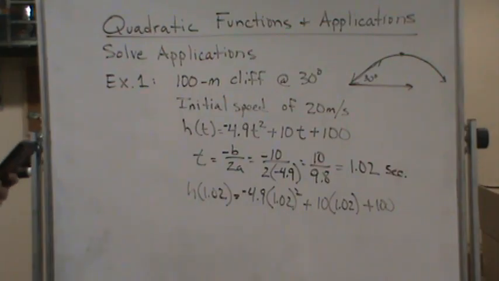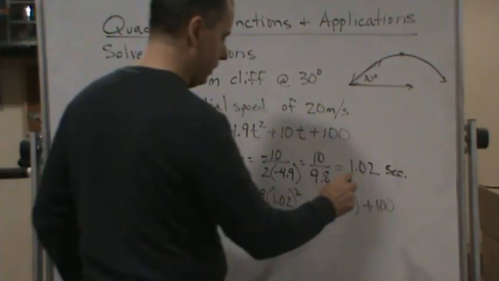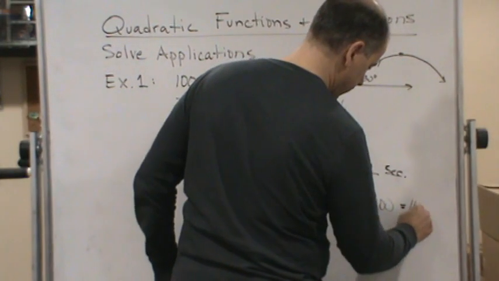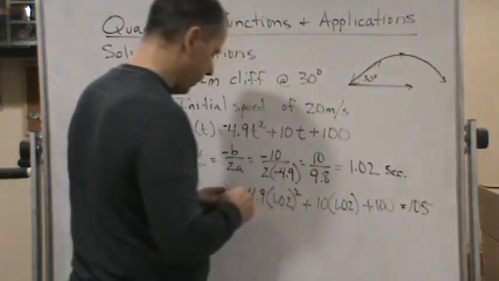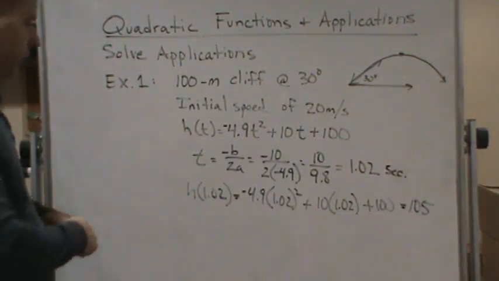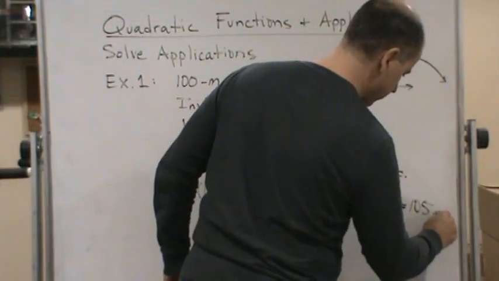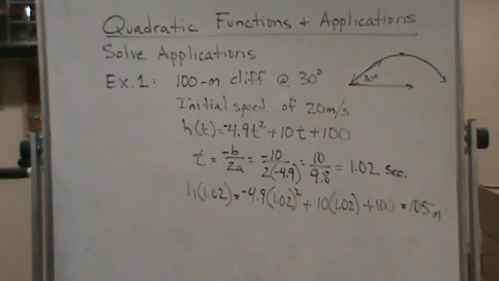Okay, so now I get 105.102. So if we round that to the nearest meter, we get 105 meters above ground. Okay, so approximately 105 meters above ground. All right, cool.